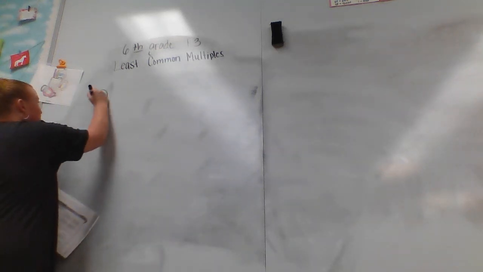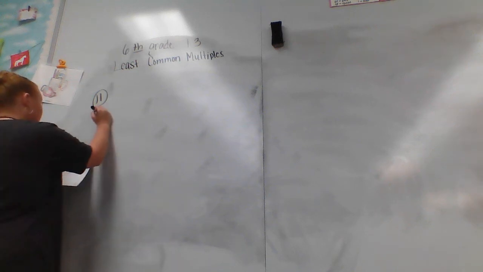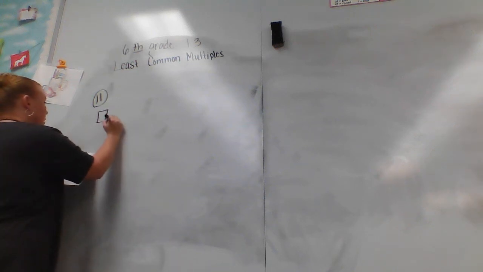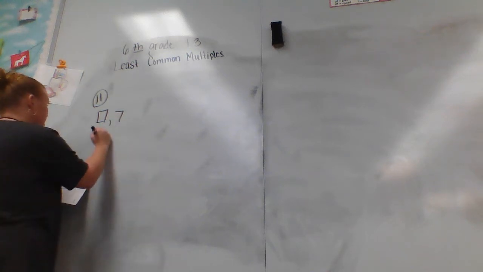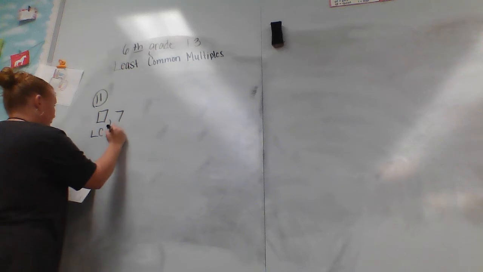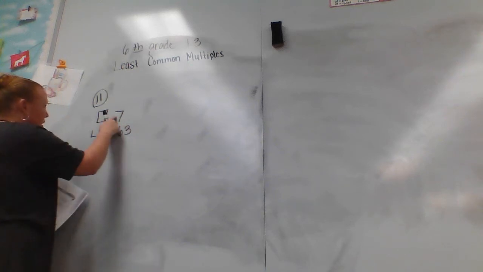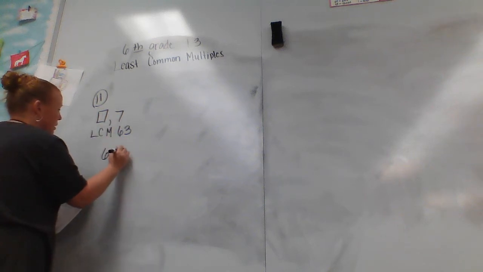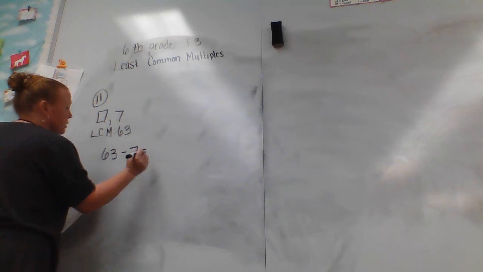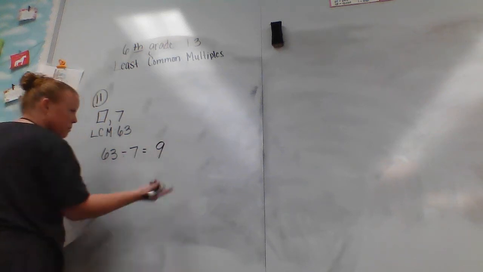Number 11. Okay? It's going to do the same thing. It's going to give us a box, comma, 7, and it's going to tell us that the lowest common multiple is 63. So instead of trying to figure out what I multiply 7 by to get to 63, I'm going to go 63 divided by 7 is, and I know that 7 goes into 63 9 times. Done.